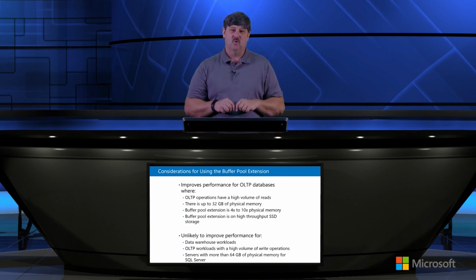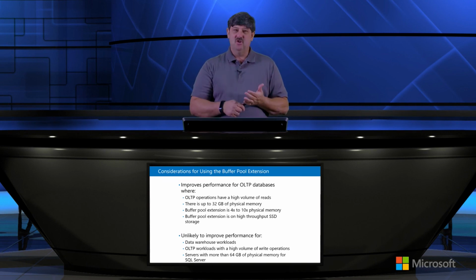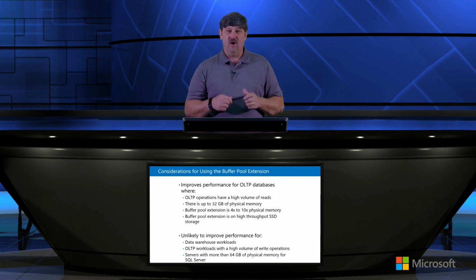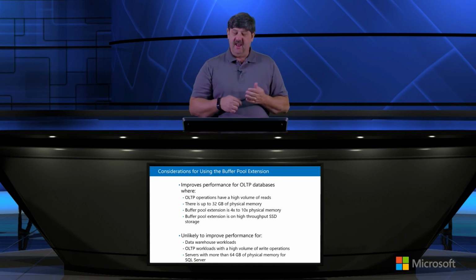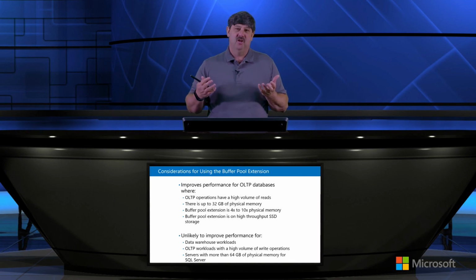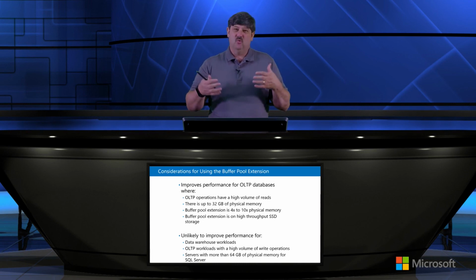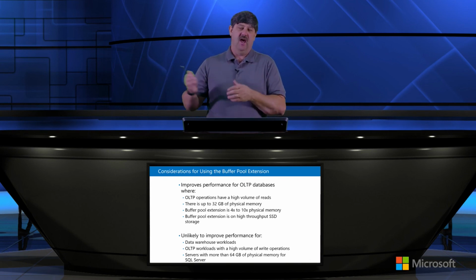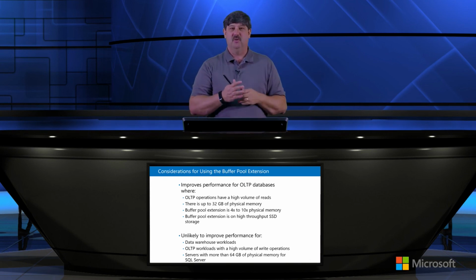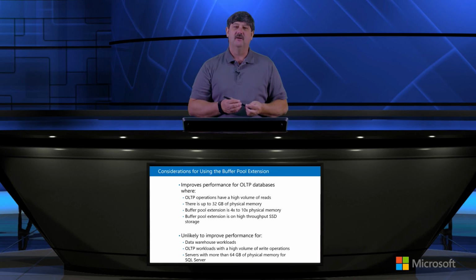So we're not going to improve those writing operations, because those components are still on the other types of storage. So it doesn't do much for data warehouse workloads. It doesn't do much for OLAP workloads. It doesn't do much for OLTP workloads that have very high write operations. And it really doesn't help much if the SQL Server has more than 64 gig of memory, because there's really no reason at that point to allocate a buffer cache, because there's plenty of memory that can be allocated to the cache, which is going to be faster than the buffer pool extension that we're determining here.